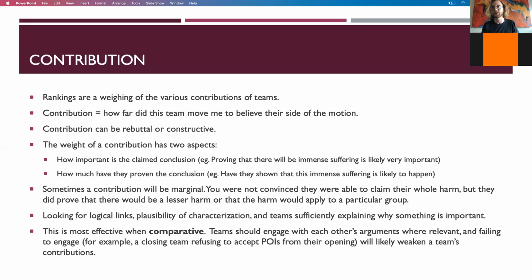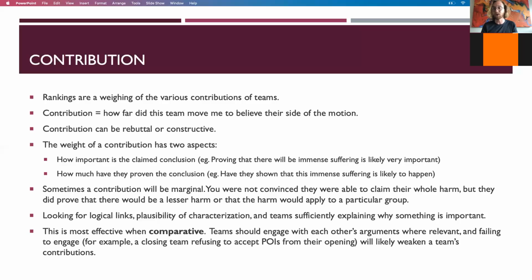And the second aspect of the contribution is how much they have proven that conclusion. So have they shown that they've proven to you that the thing that they've claimed is going to happen does actually happen? And sometimes this contribution will be marginal. They won't be able to fully convince you of the thing they set out to do, but that doesn't mean it's not a useful contribution to the debate. So if you were not convinced that they were able to claim their whole harm, but they were able to prove there was a lesser harm or harm would apply to a particular group, that's still something that is meaningful within this debate. You just weigh it less than the overall claim that they wanted to claim within the debate.